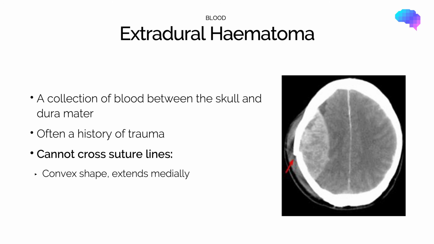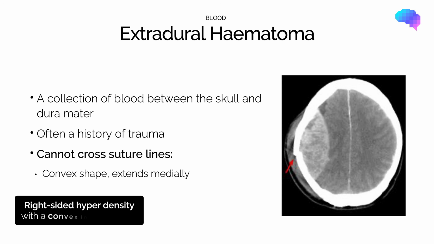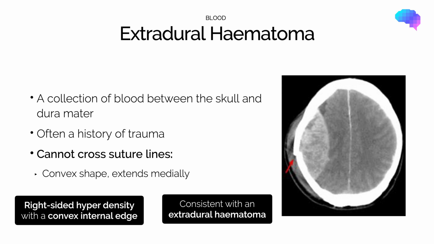It's often described as a lemon shape. So if we were to interpret the CT scan on the slide, we would confirm the patient information. We would state that this is a plain CT head scan in the axial plane, and then we would identify a right-sided hyperdensity with a convex internal edge consistent with an extradural hematoma.